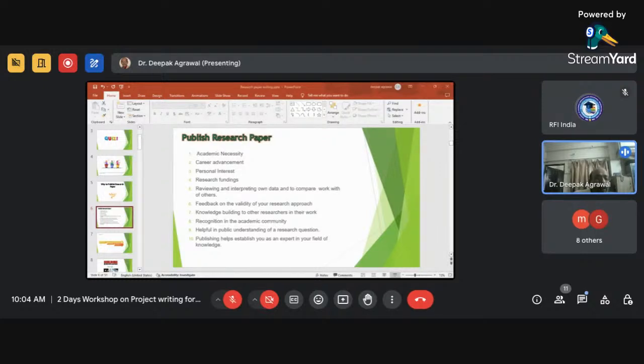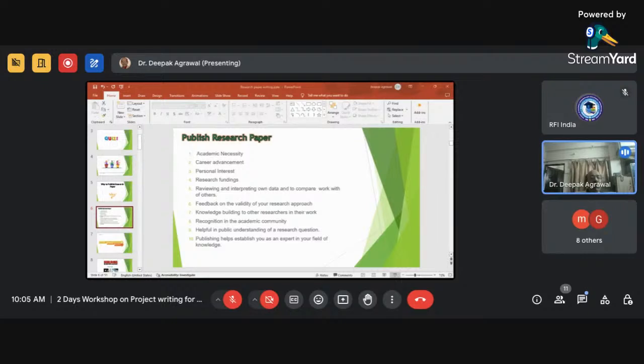The UGC expects that we should get a paper published at least in a UGC CARE journal, or otherwise it may be reputed journals which are listed in Scopus, Web of Science, or the like. So number one, it is an academic necessity. We want to get the research paper published. And second is career advancement, because if you want to grow in our academic field, if you want to get increments or promotions, the research paper is a mandatory norm.